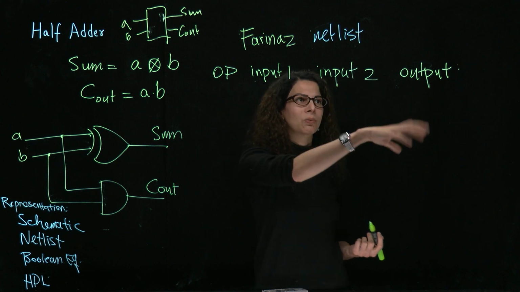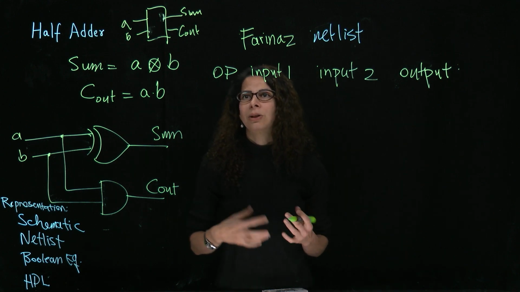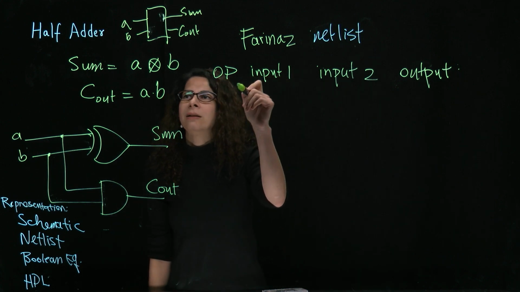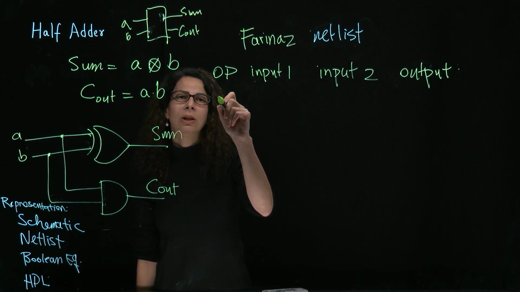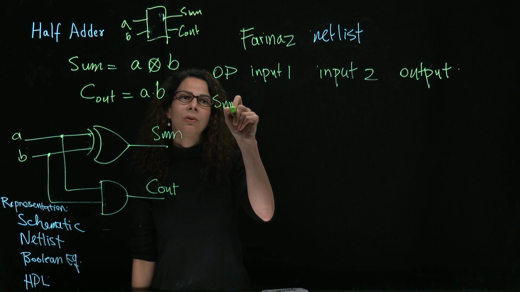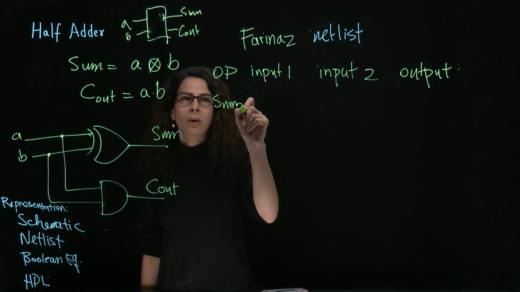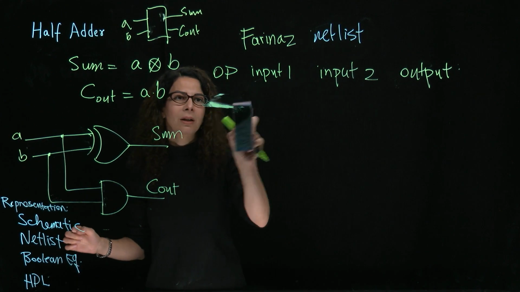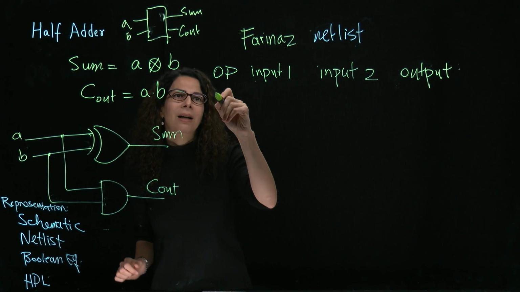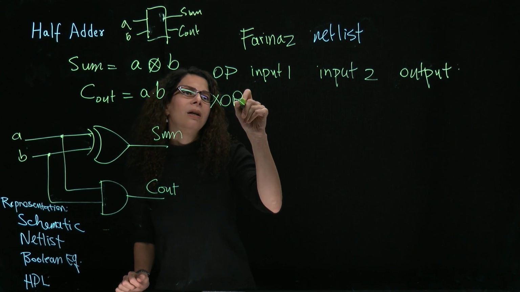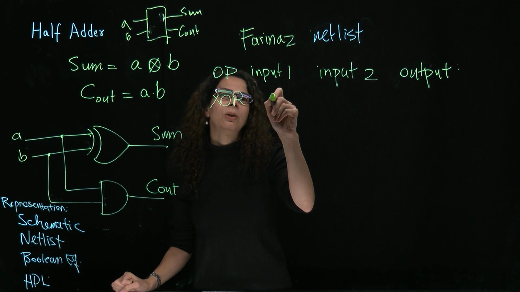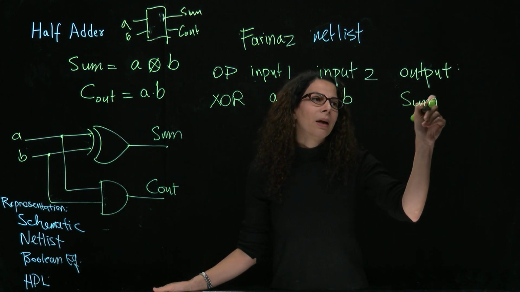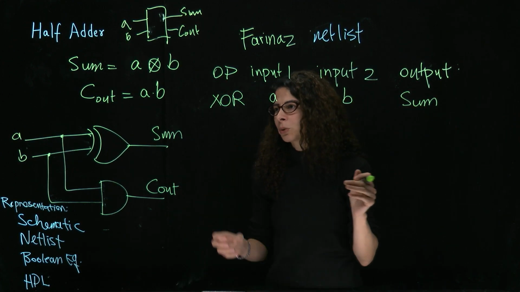I'm here just showing my own format, which is not a standard format. Let's say my format is I start with the operation. In this case, sorry, it's not a sum, the operation is XOR, and the inputs to the XOR are A and B. The output is sum. And this is only a representation for a 2-input gate.